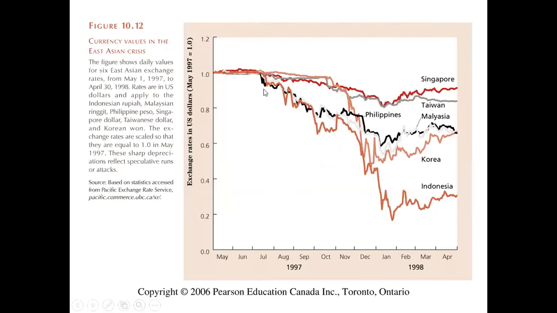Now in figure 10.12, we can see here the currency values in the East Asian crisis from May 1, 1997 to April 30, 1998. And we can see the fluctuations or the sharp movements, depreciations in fact, as reflected in the speculative runs or attacks, in which again, in speculative runs, the panicky investors or owners of currencies would be selling their respective owned currencies to the foreign exchange markets, thereby increasing the supply in such markets.